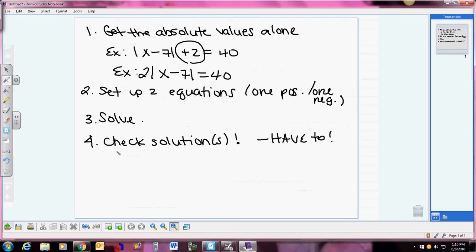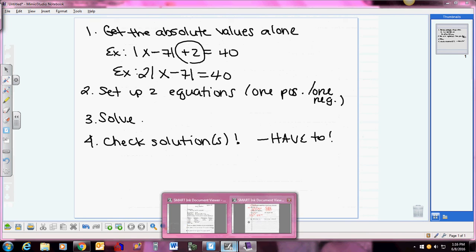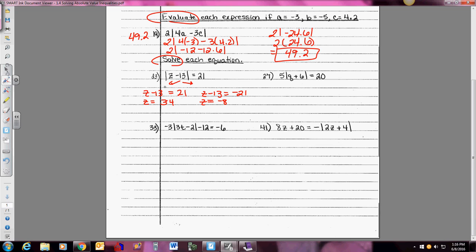Here's where you have to check your answers. We just solved. You have to check to see if we created an extraneous solution. I have to go back to my original problem because one or both of these may not work. So let's go back to the original. So this time z is 34. Is the absolute value of 34 minus 13 21? So what is 34 minus 13? 21. What's the absolute value of 21? 21. It checks out, so that's one of our answers for sure.